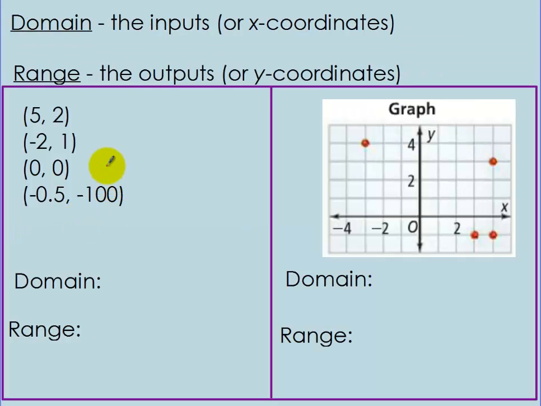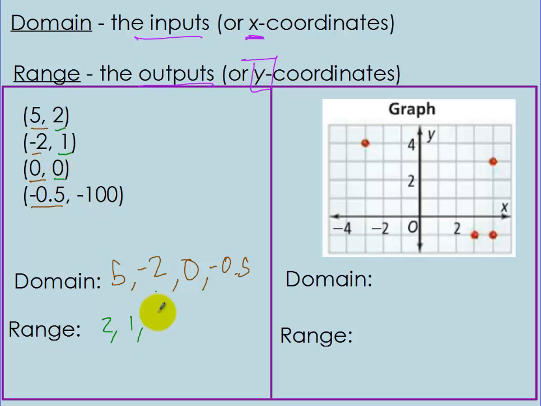Now, two other things, domain and range. Domain is all your inputs, or the x coordinates, and range is the outputs, or the y coordinates. What does that mean? Let's say I have this set of ordered pairs here, these four. What's the domain of those four? It's all the x values here: 5, -2, 0, and -1/2. Those are the domain, the x values. The range is the y values, and that's going to be 2, 1, 0, and -100.